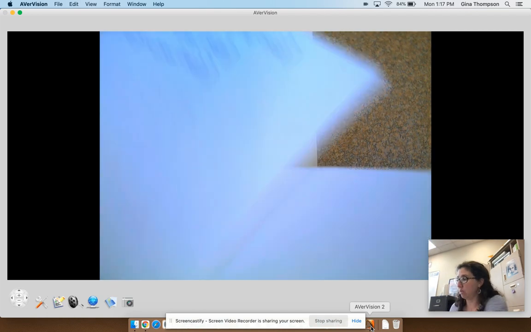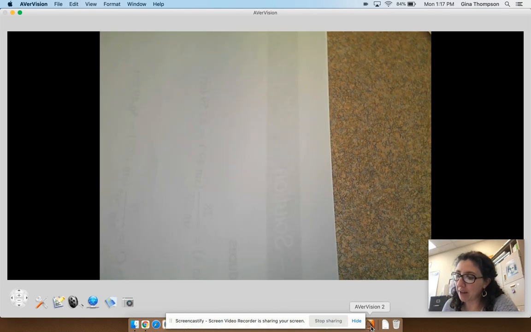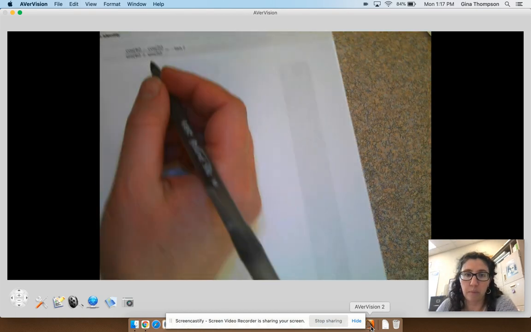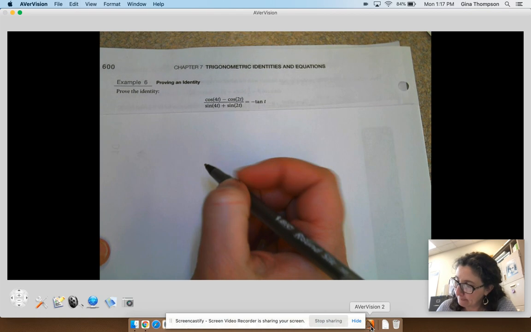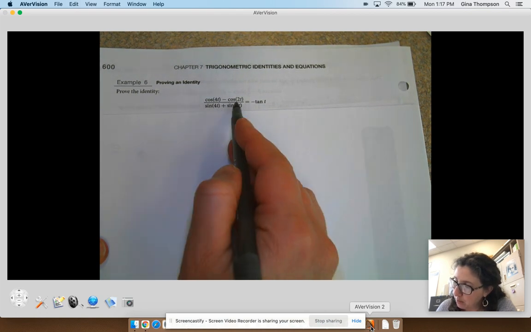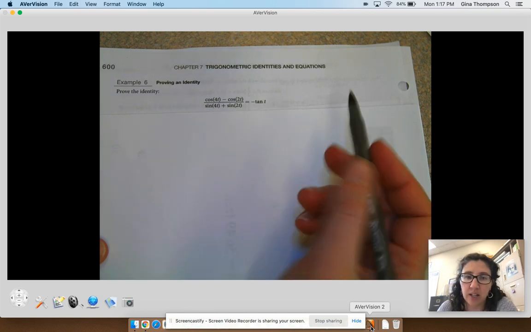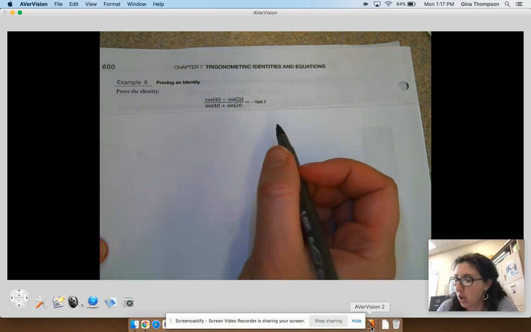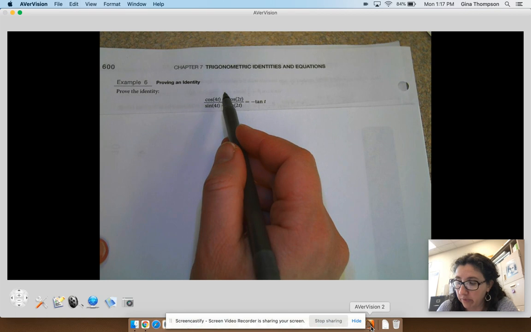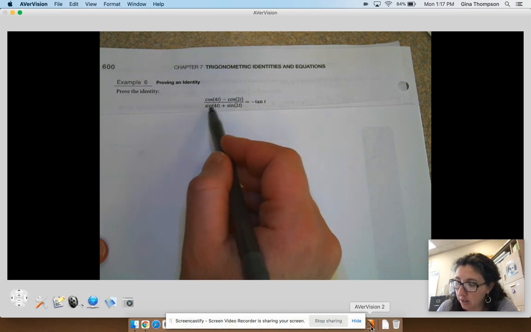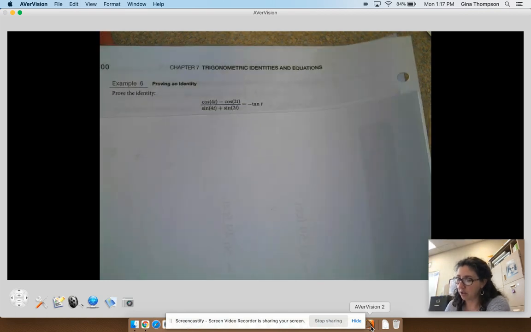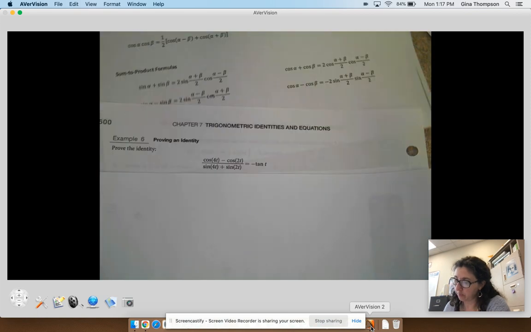Proving the last two. Let's prove some identities. Cosine of 4t minus cosine of 2t all over sine of 4t plus cosine of 2t equals negative tangent t. Let's start with the complicated side. We've got a difference and a sum, so let's look at our equation sheet.